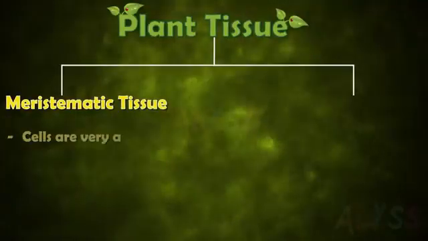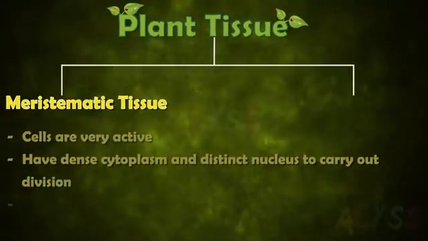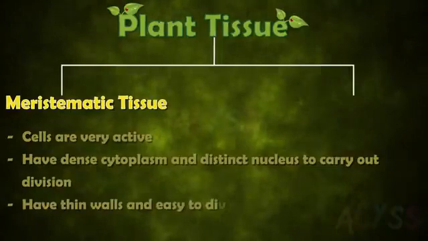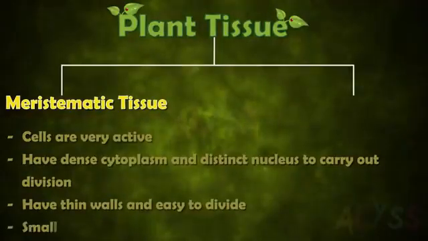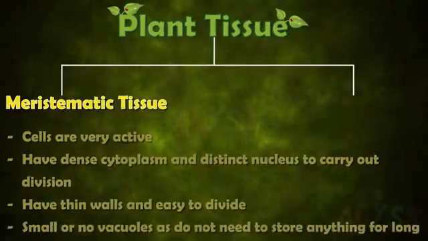The cells are very active, have dense cytoplasm and a distinct nucleus to carry out division. They have thin walls and are easy to divide. They have small or no vacuoles, as they do not need to store anything for long.